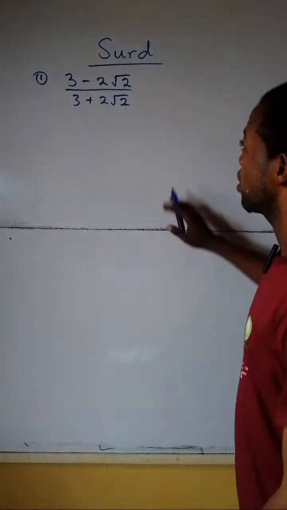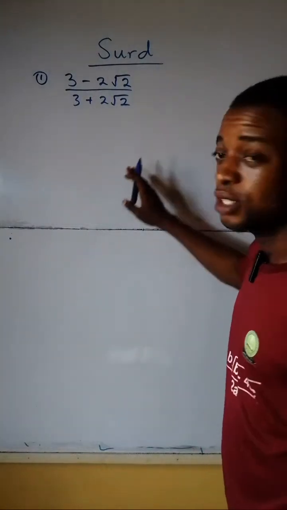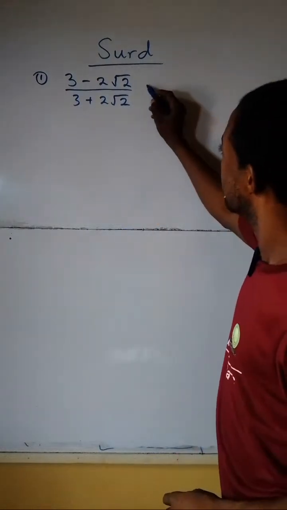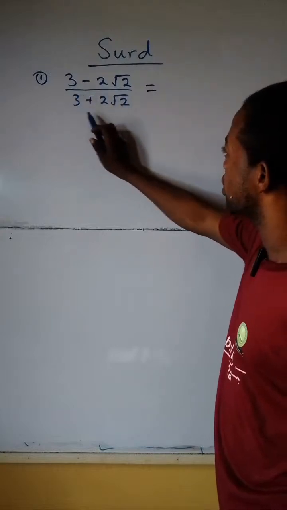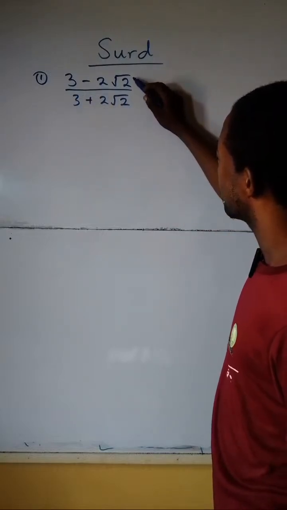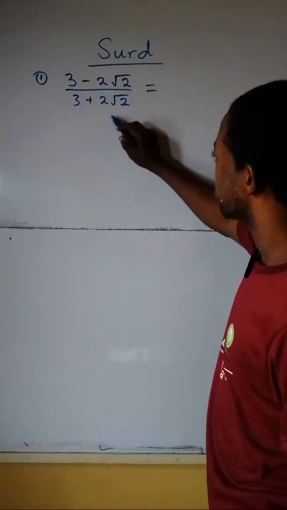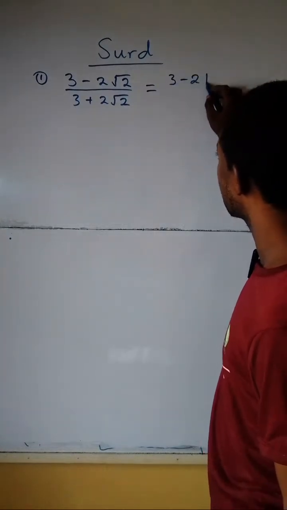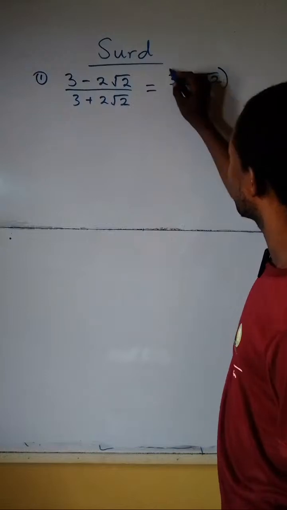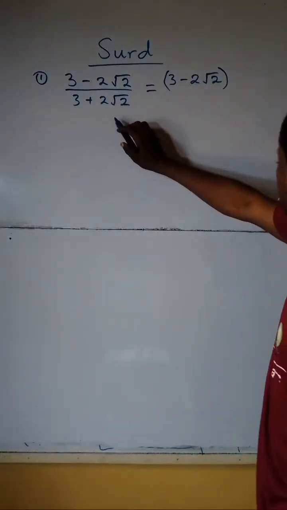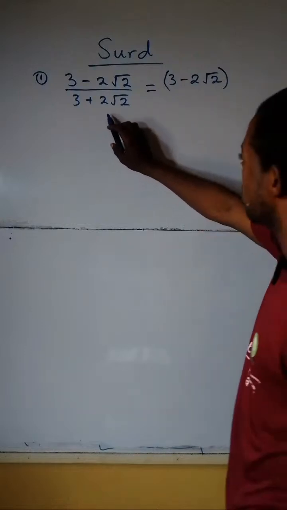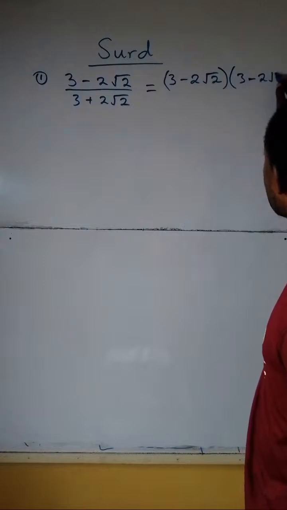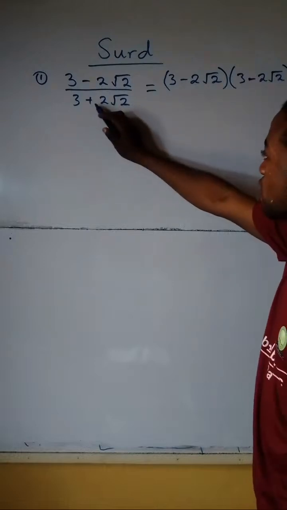From here, we are going to rationalize the surd, and we multiply and also divide by the conjugate surd, which implies the conjugate surd of the denominator, we use it to multiply the numerator and also the denominator. That is, this becomes 3 minus 2 root 2, then multiply by the conjugate surd there. The conjugate surd there is also 3 minus 2 root 2. It's only the sign that will change here.